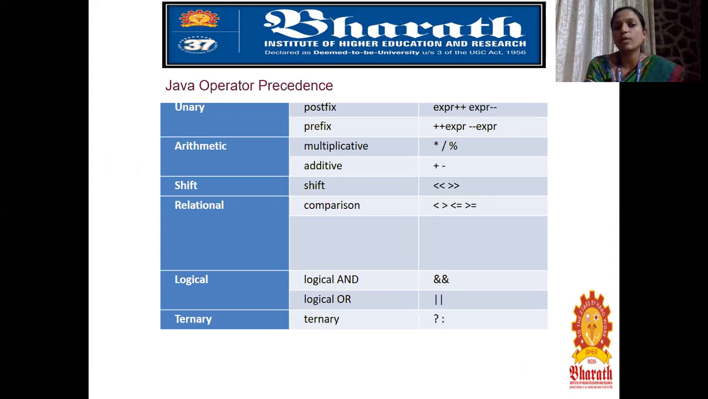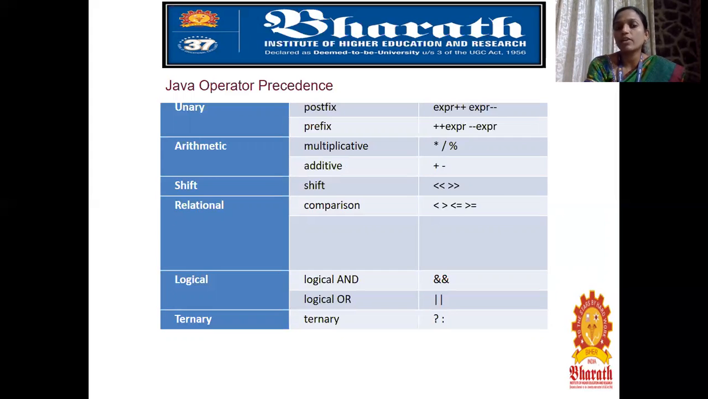We will see the unary operator first. Unary operators are of two types: postfix and prefix. In postfix, the expression comes first and the symbol next, that means expression plus plus, expression minus minus. In prefix, the expression comes after the symbol, that means plus plus expression, minus minus expression. These are the two types of unary operators.